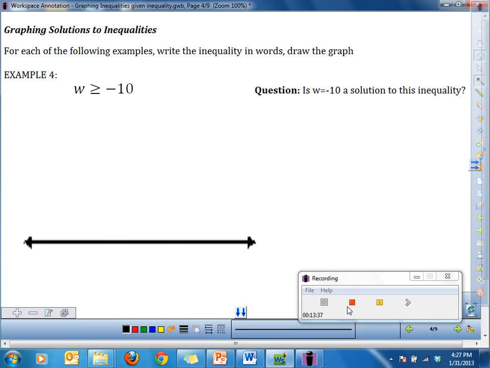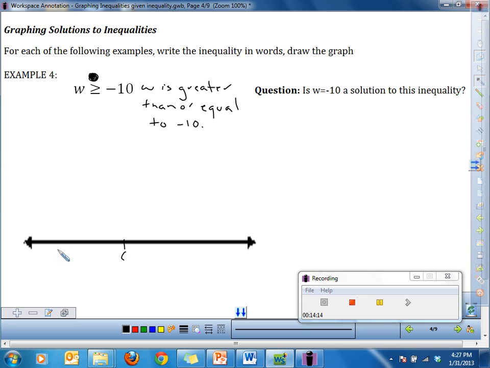Okay, for this next example, I want you to pause, and I want you to try it on your own, and then I will show you how to do it. Okay, so we want to read from our W. So this is saying W is greater than or equal to -10. Now I have an equal to included in this inequality sign, so I'm going to use a closed dot.